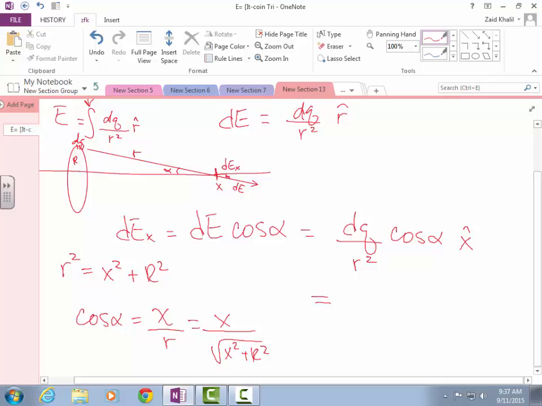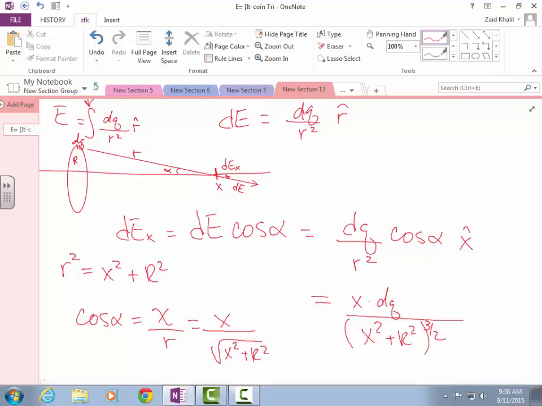So what do we have here? We have that it's dq times x over x squared plus r squared to the 3/2. Can you explain that real quick? Because this is x over little r, correct? So then you have x over little r cubed, but little r is the square root of x squared plus big R squared.